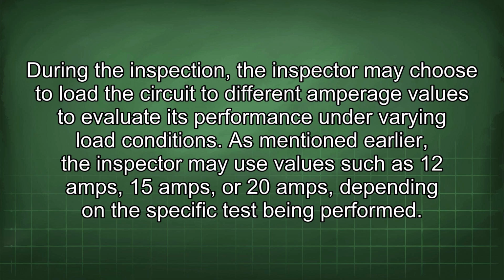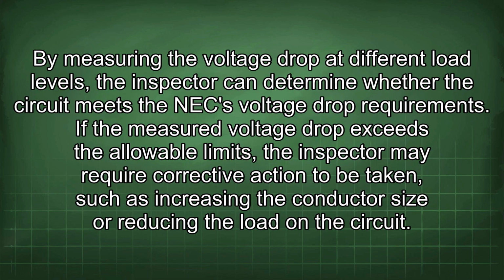As mentioned earlier, the inspector may use values such as 12 amps, 15 amps, or 20 amps, depending on the specific test being performed. By measuring the voltage drop at different load levels, the inspector can determine whether the circuit meets the NEC voltage drop requirements. If the measured voltage drop exceeds the allowable limits, the inspector may require corrective action to be taken, such as increasing the conductor size or reducing the load in the circuit.